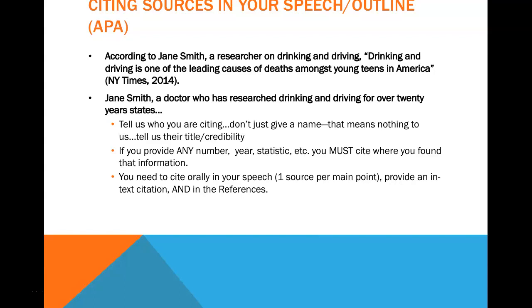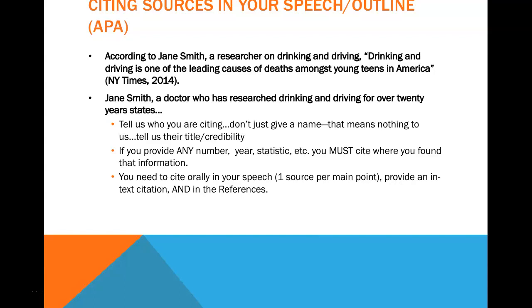Just ethically, we talked about ethics in public speaking, and this goes for all your classes. If you provide any number, year, statistic, etc., you must cite where you found that information. So even if you use it for your attention getter, like 20,000 people got whatever, you ethically need to cite that, even though it doesn't count towards your 3 for this speech, okay? So you need to cite orally in your speech, one source per main point.